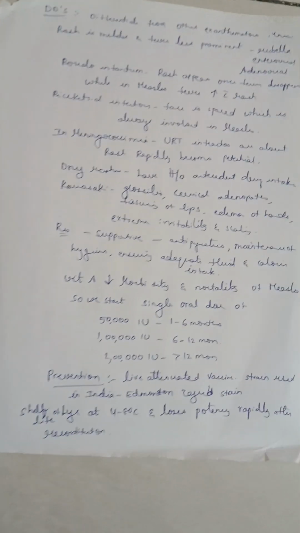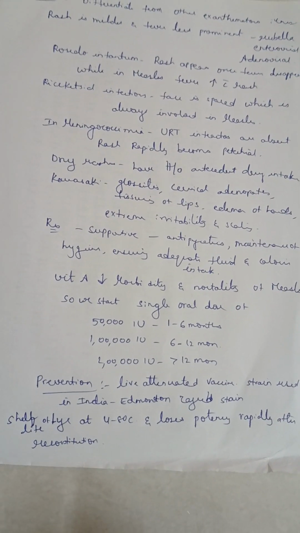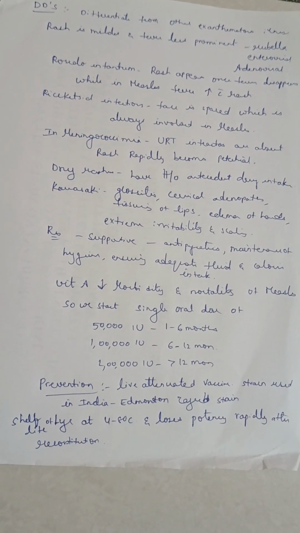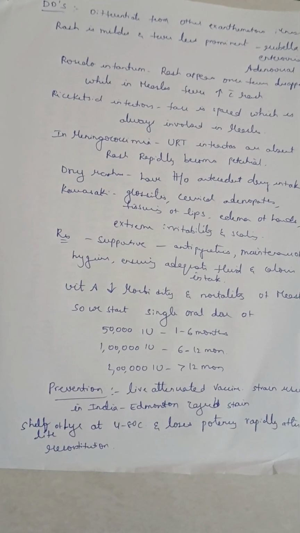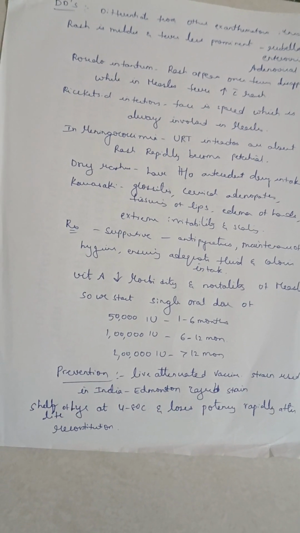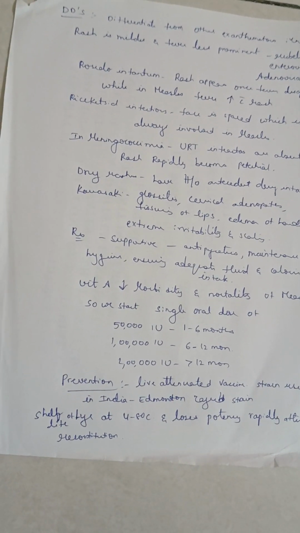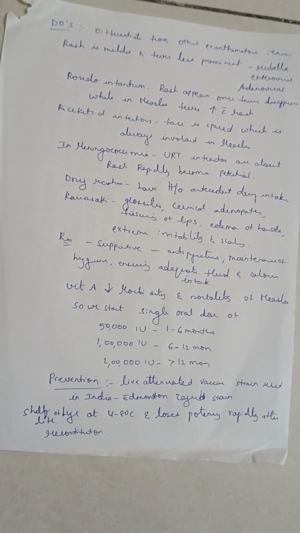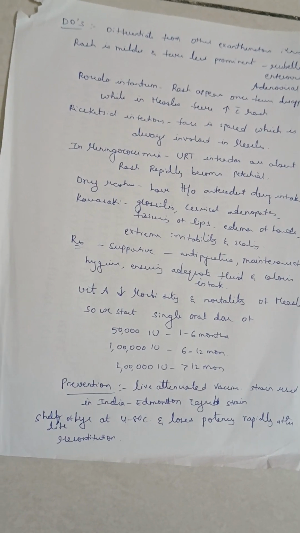And prevention, how will we prevent it? It is by live attenuated vaccine, which in India uses the EZ strain, that is Edmonston Zagreb strain, and the shelf life of this vaccine is 1 year at 4 to 8 degrees centigrade, and it loses potency rapidly after reconstitution.